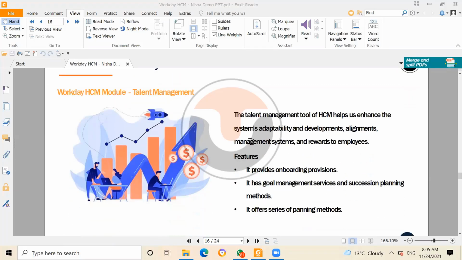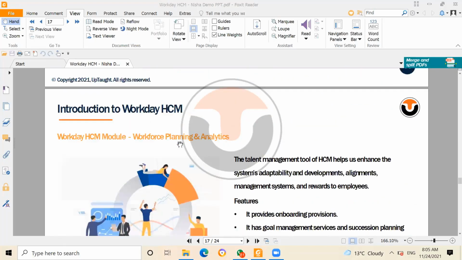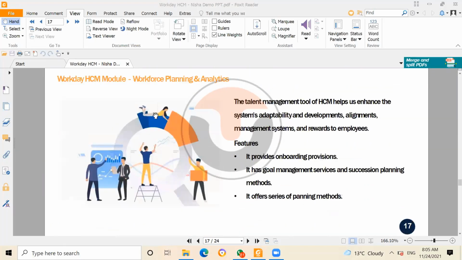Talent management is again how to provide the training and all that to the employees of the company. Planning and Workday planning and analytics, this is also a module in Workday. Reporting, in short, is the word we use for planning and analytics. We will learn how to plan and how to analyze. These are called dashboards and reports, and they come under this module.